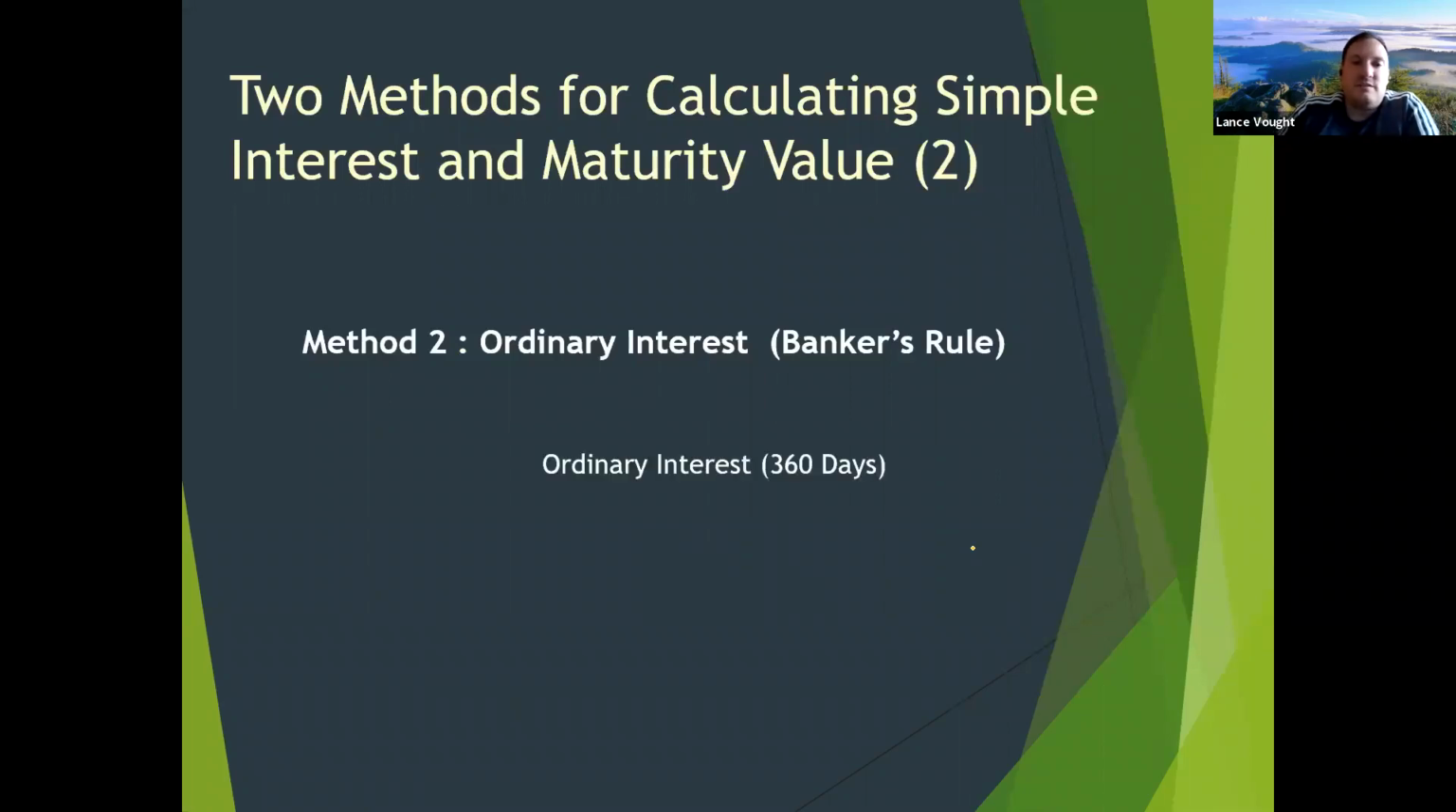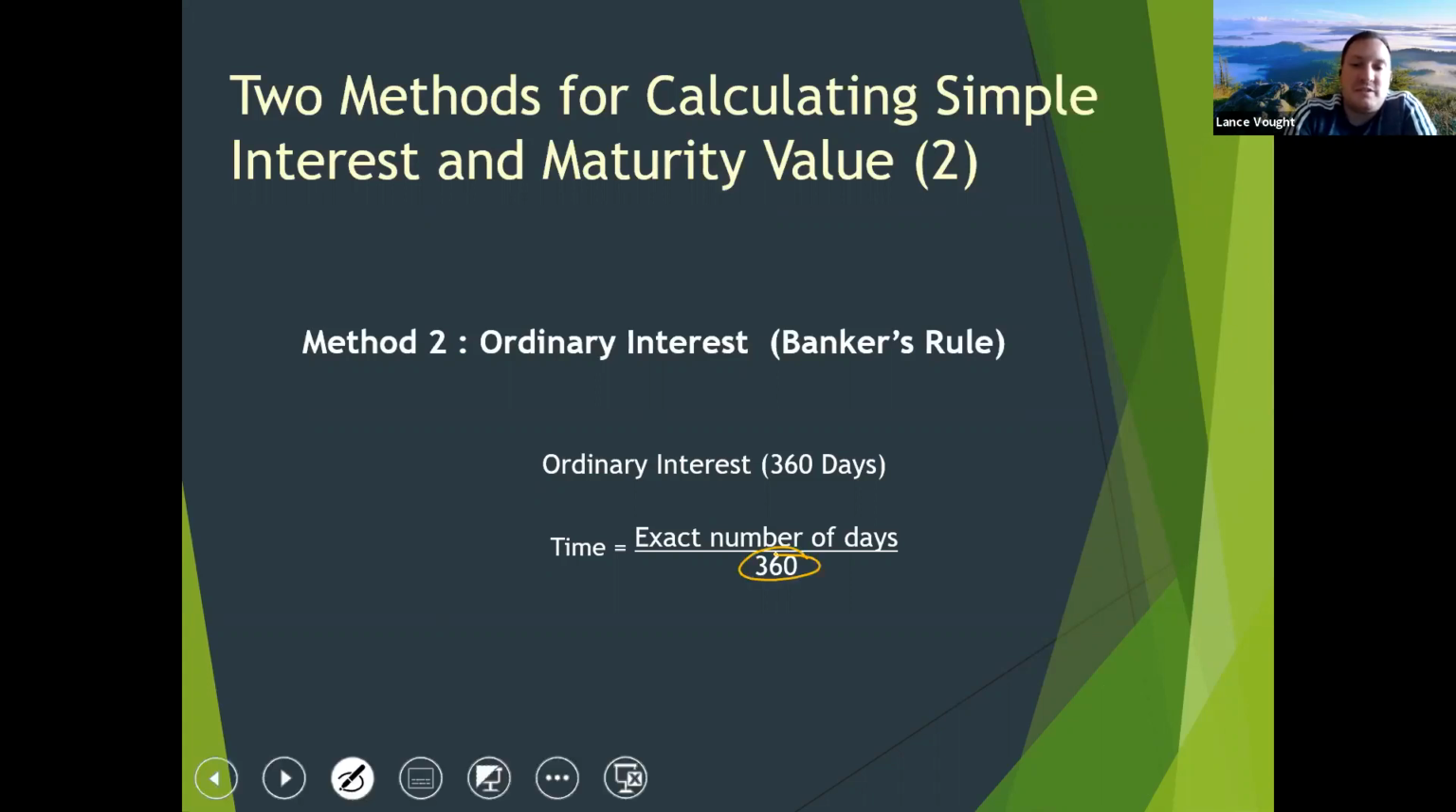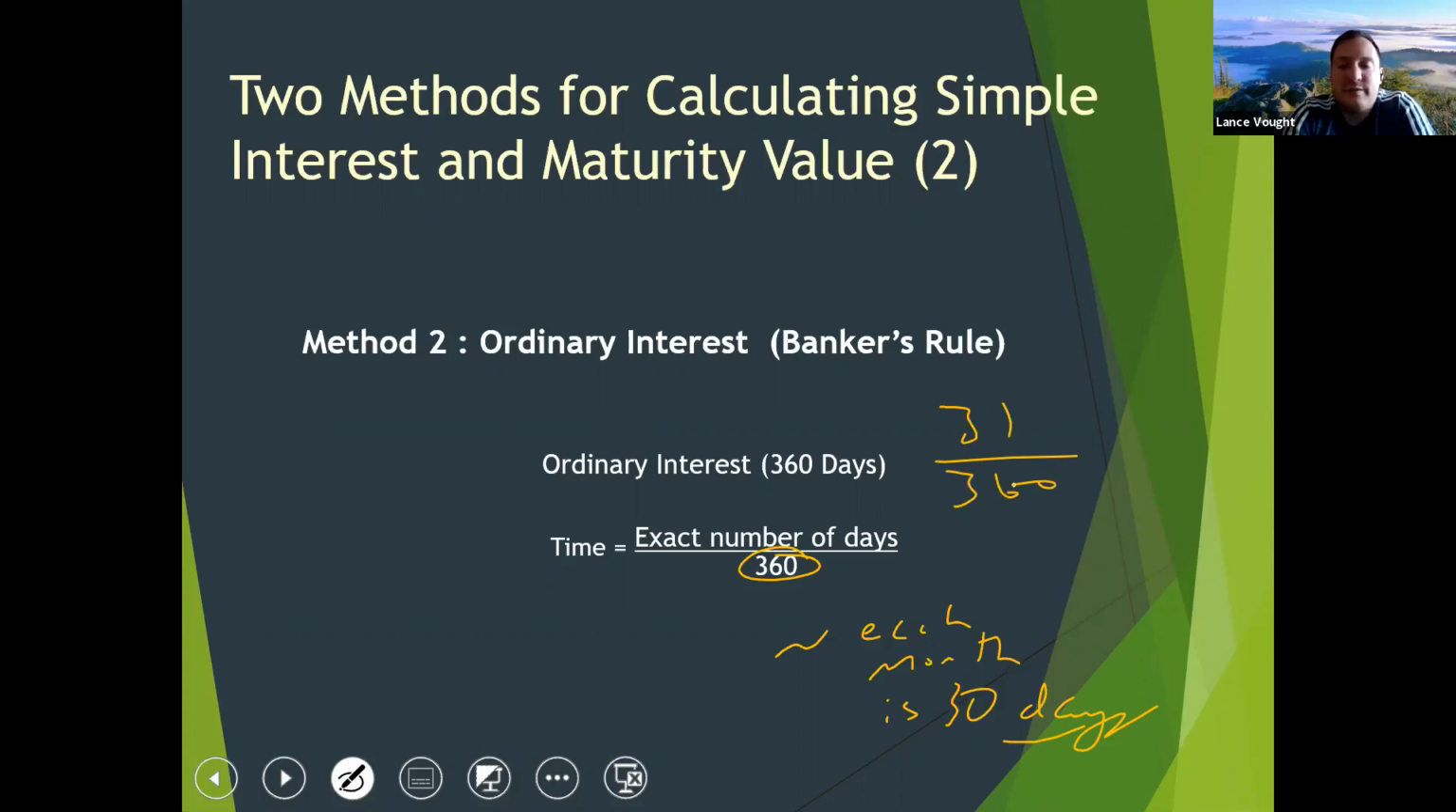Second method is ordinary interest, which is 360 days. Again, these animations are wacky. But the difference is your denominator is 360. It's basically assuming that each month is 30 days. So you might think, oh, that's going to be the same as the original simple interest, which is wrong, because if you have a 31-day month, it's 31 over 360, which is greater than 1/12. You have 28 over 360, it'll be less. 29 over 360, it'll be less. 30 over 360, it will be the same.